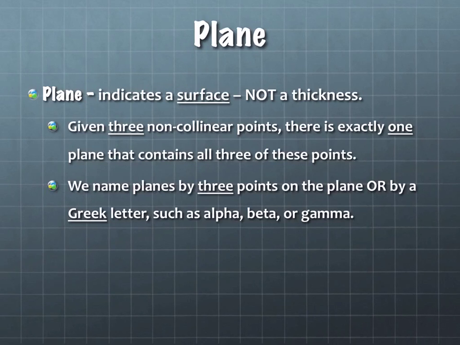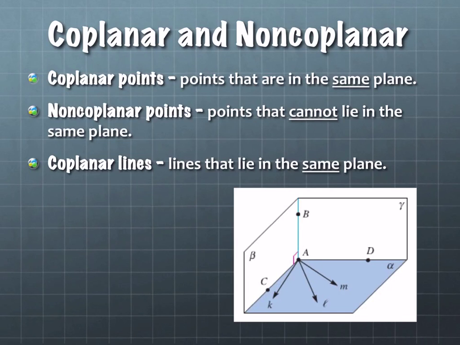Exactly one plane as well. We name the planes by the 3 points that are on the plane. Okay, so you might call it plane ABC. Or there might be a Greek letter such as an alpha, beta, or gamma that's used. Greek letters are commonly used throughout geometry. We use them for a variety of things. I'll have a picture on my next slide of that, I think. Yes, I do. Coplanar points are points that are in the same plane.